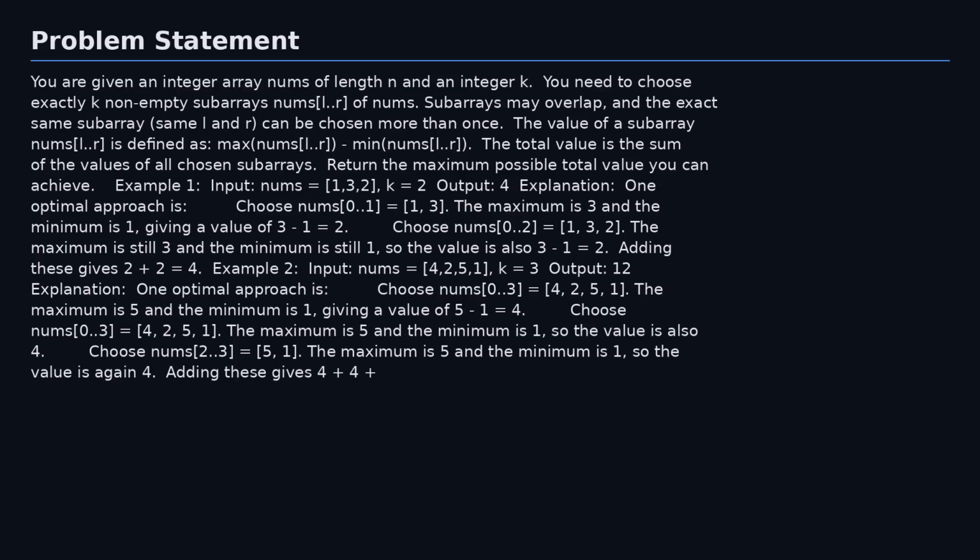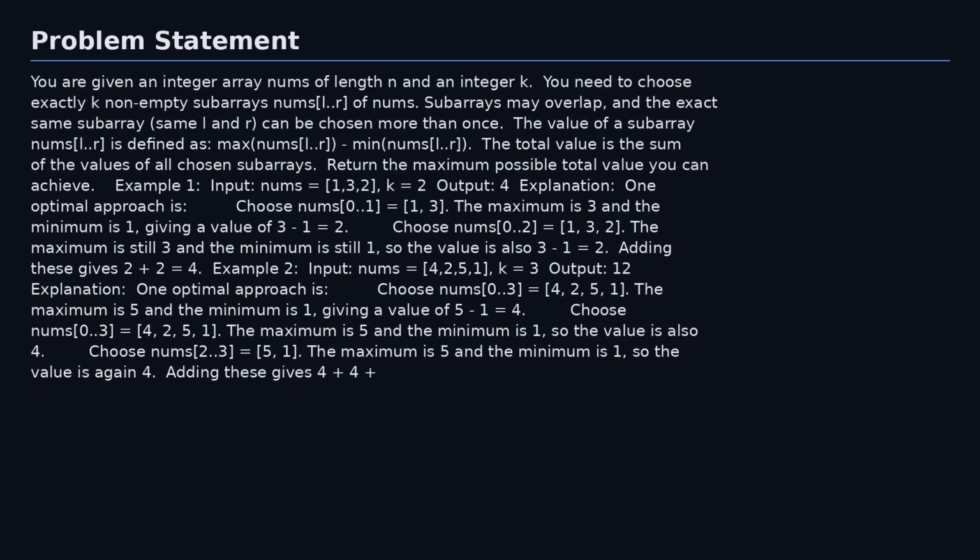So the problem statement is asking us to find the maximum total value that can be achieved by choosing a subarray from a given array of integers and repeating it k times. The total value of a subarray is calculated by subtracting the minimum element from the maximum element in the subarray and then multiplying the result by k. We need to find the subarray that gives us the maximum total value.